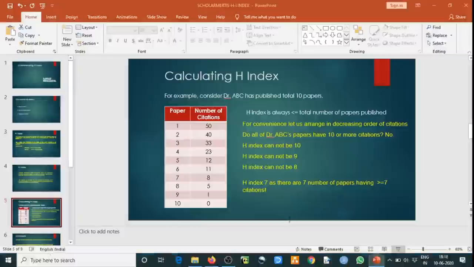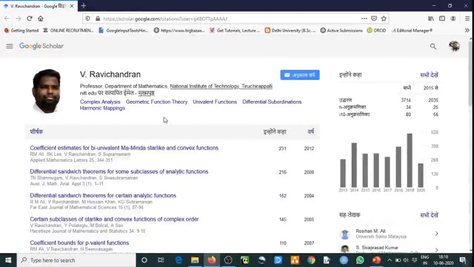I will show some examples on Google Scholar. This is the profile of Professor Virendra. What we see here is that the h-index is 34. It means 34 of his papers have got 34 citations or more. And the i10 index for him is 80. It means that among all papers, 80 papers have got 10 or more citations.